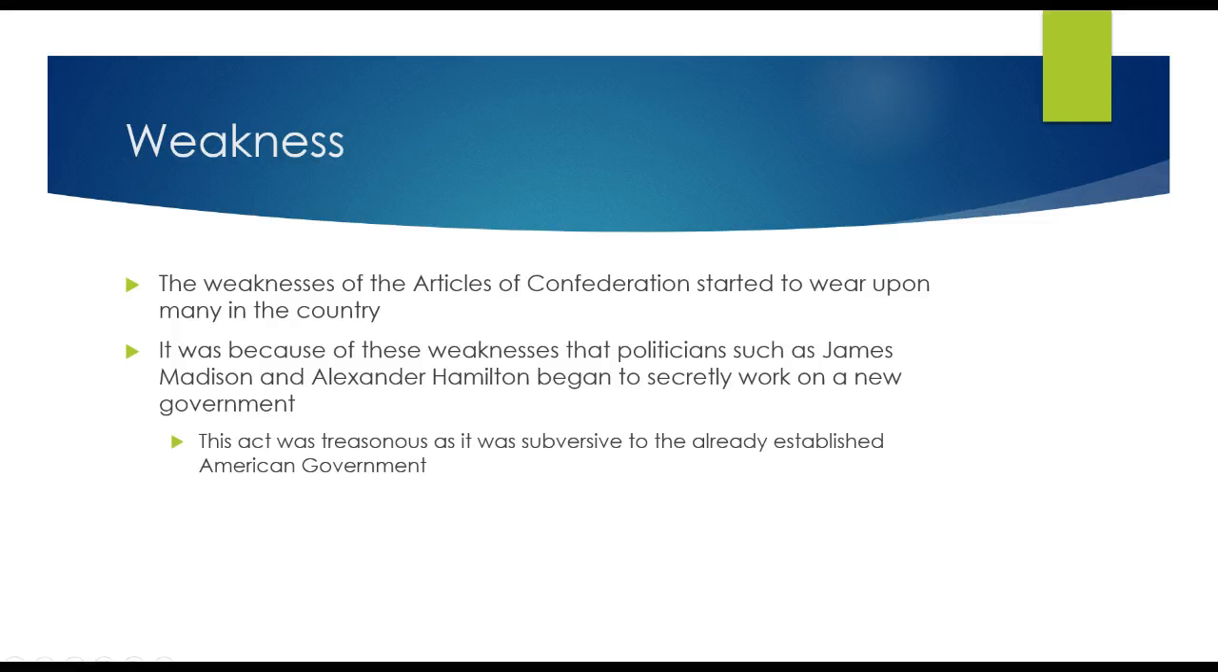As the Articles of Confederation start to wear upon many in the country, and you start to see a lot of weaknesses, and you start to see a lot of things really happening negatively in the Revolutionary War, Madison and Hamilton begin to secretly work on a new government. James Madison is going to create the blueprint for really what our government becomes as we move out of the Articles of Confederation. Now, this act is very, very treasonous.